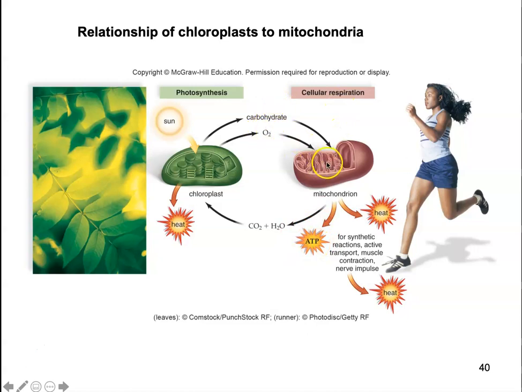And you can see oxygen, right, is required for cellular respiration. In cellular respiration, CO2 and water are going to be given off. Carbon dioxide is required for the plants to be able to do photosynthesis and generate the carbohydrates.